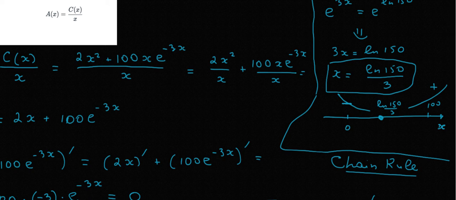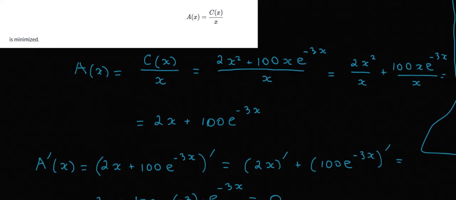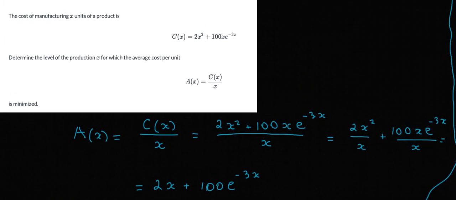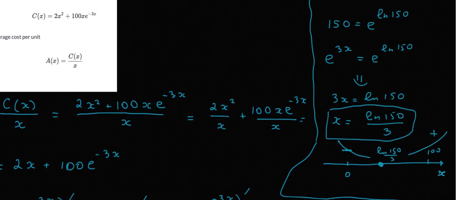And so this tells us that the critical point that we found is indeed the minimum point, because to the left of this point the function is decreasing, and to the right of this critical point, the function is increasing. Therefore, at this point, the function reaches its minimum value. And so, looking at the question that the problem is asking, determine the level of the production x for which the average cost per unit is minimized. The answer is that the level of production is equal to the natural logarithm of 150 divided by 3.